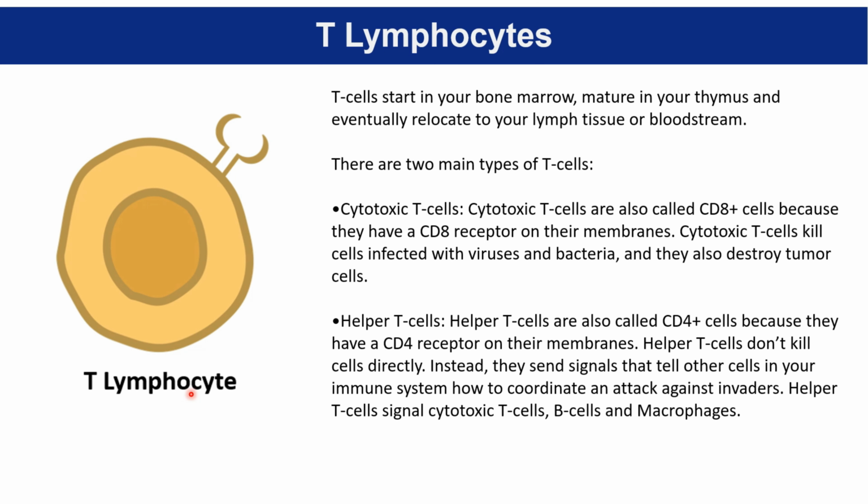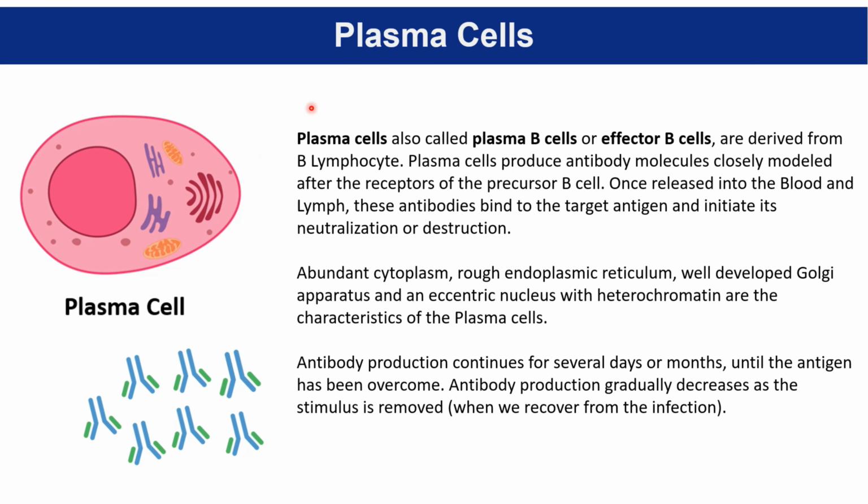Helper T cells are called CD4 positive cells because they have the CD4 receptor on the surface. Helper T cells don't kill a cell directly, but instead they send signals to other cells. This helper T cell can send signals to cytotoxic T cells, to B cells, as well as to macrophages.